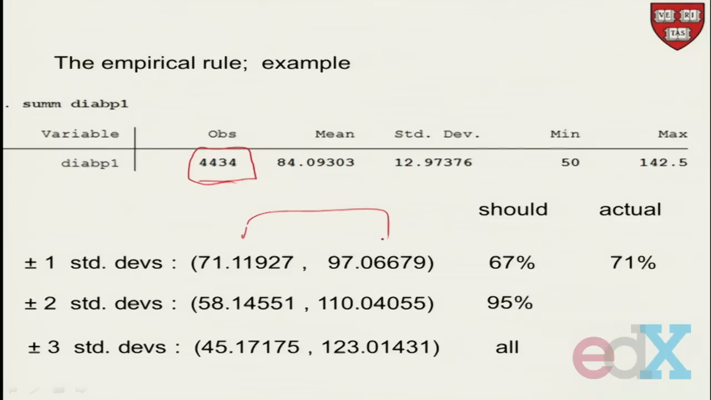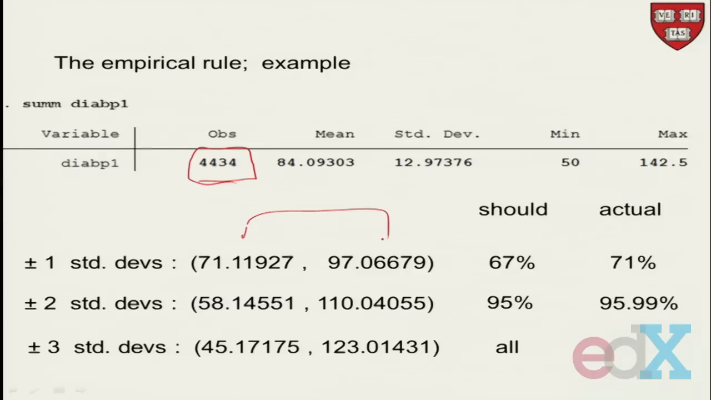So the rule said 67%. What actually happened is 71%. Pretty close. The rule says 95%, and what actually happened is 95.99%. I didn't want to call that 96% because 95 sounds closer to 95 than 96, but no, I'm only kidding. So it's 95.99%, so it's pretty close.